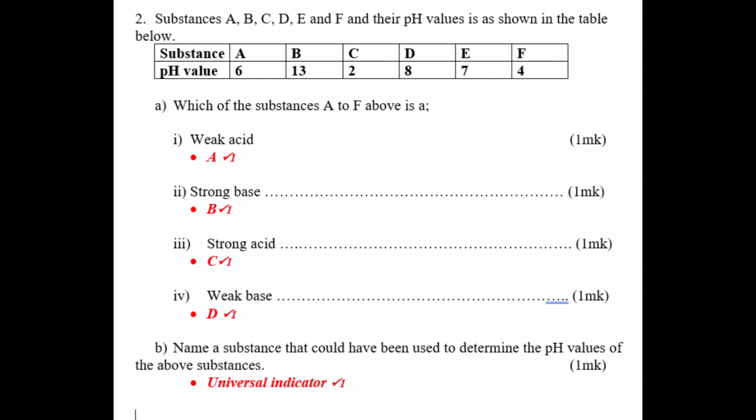With the weak base, that is a pH value slightly above 7 and less than 10 or 11, it is substance D. The substance you can use to determine this pH is universal indicator solution. It goes together with a pH chart. It can help you now get the pH values.